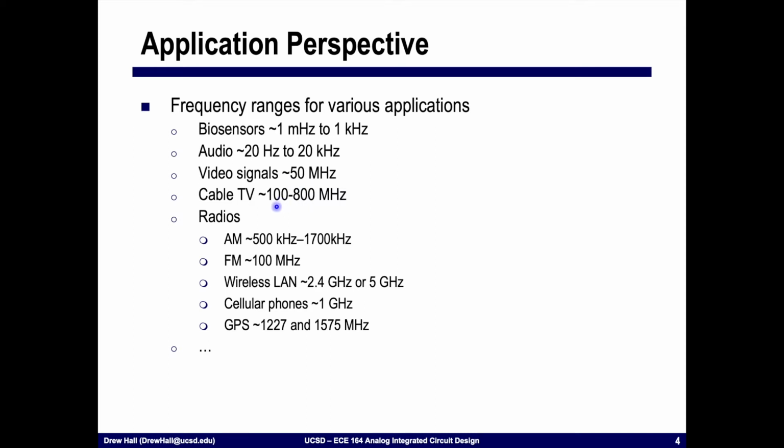Cable TV, 1 to 800 megahertz. And then there's a whole slew of radios that have various different frequency ranges. AM, FM is about 100 megahertz. Wireless LAN, cellular phones, GPS. It goes on and on and on. And so the only takeaway, and the reason why I wanted to bring this up, is that you can see the diversity in frequency ranges. You have 5 gigahertz all the way to millihertz. So we essentially have 12 orders of magnitude of frequency response here, and we'll need to know what application we're designing these circuits for.